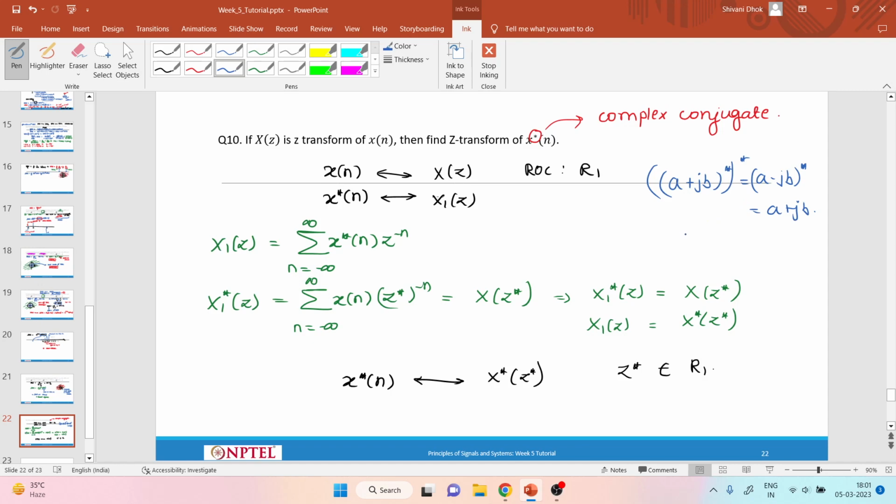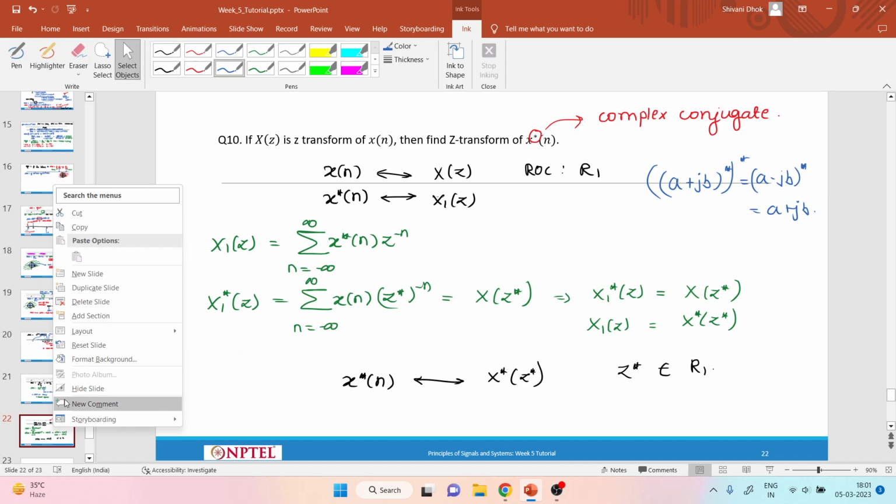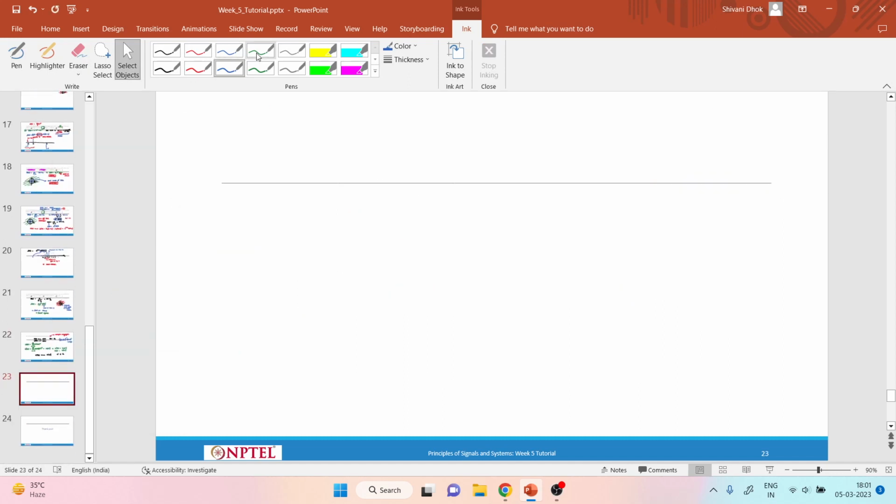And another question, madam. In a similar one, if X of z is the z transform of x of n, what would be the inverse for X of minus z? You need to find X of minus z. So you have X of minus z, right? Let me try to see what it would be.